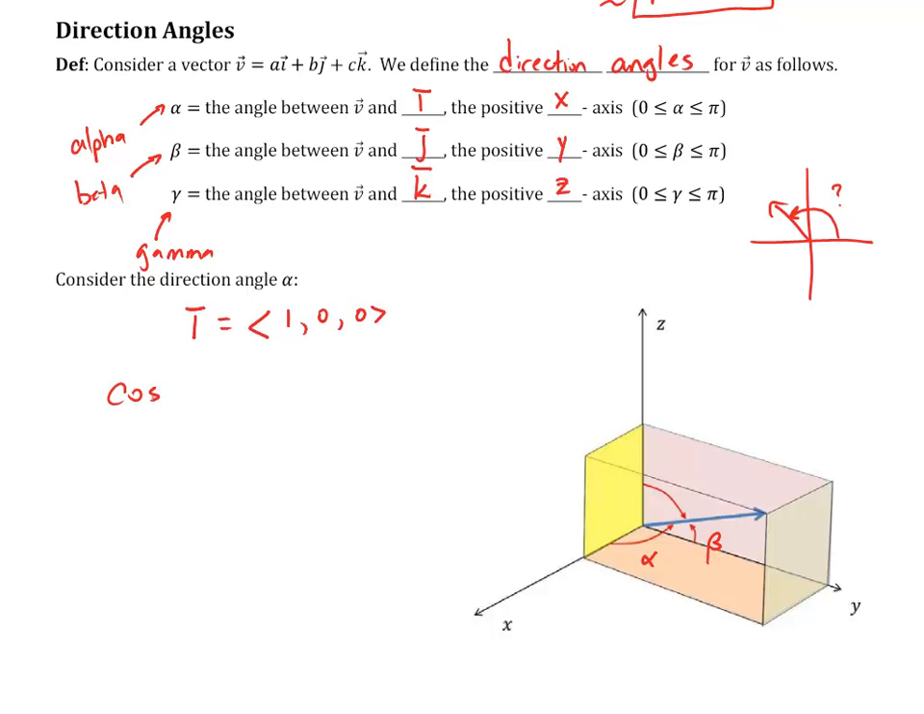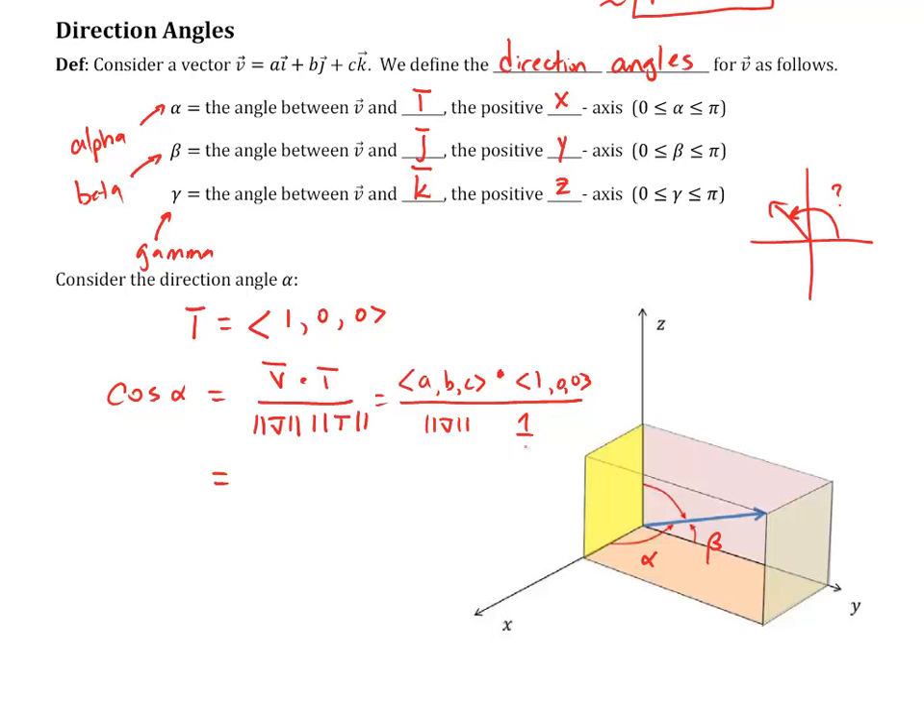So cosine of alpha would be v dot i over the magnitude of v times the magnitude of i. Now, we have some information we already know. First of all, v is a, b, c, and i is 1, 0, 0. The magnitude of v we can calculate, but the magnitude of i is simply 1 because it's a unit vector. So cosine of alpha is a over the magnitude of v.